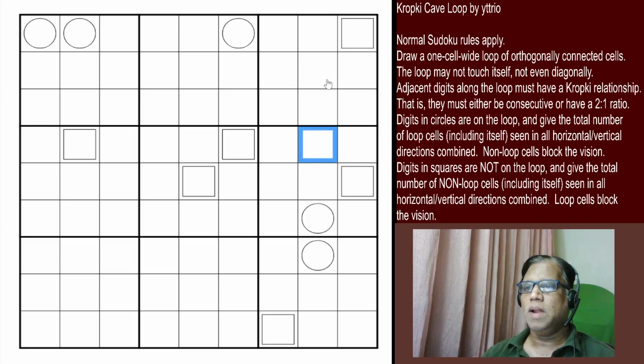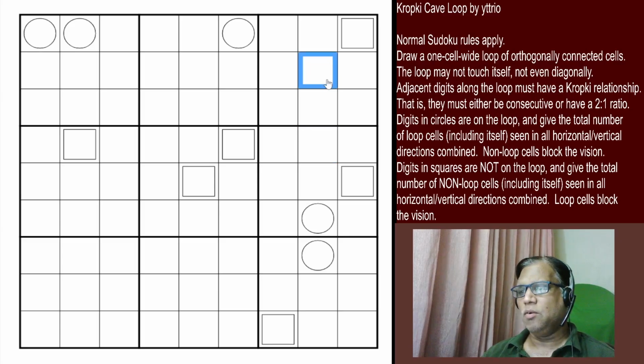This is Kropki Cave Loop, and this is by yttrio. It is a loop puzzle, and yttrio is a very good author for this kind of coloring puzzle.